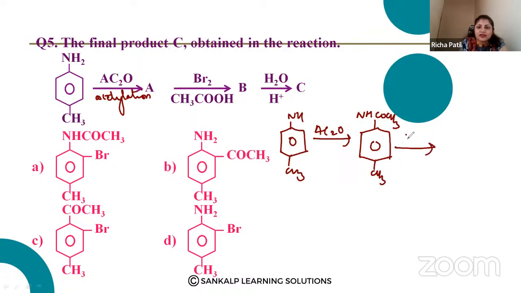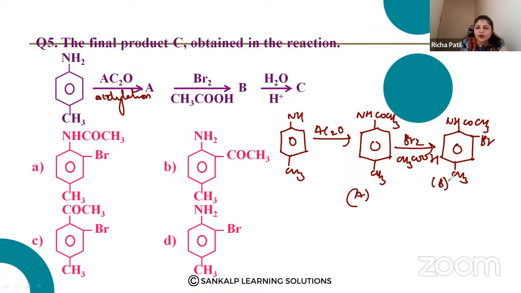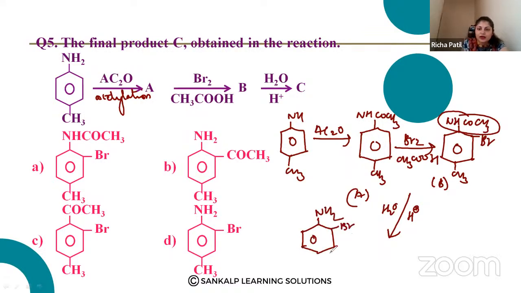So this is further treated with Br2 in acetic acid. You're doing a bromination, right? So the COCH3 will be remaining intact, with your CH3 and your Br. So this is compound A, this is compound B. Now further you're going to do hydrolysis, that is H2O, H plus. This amide group is converted after hydrolysis into NH2. So this becomes NH2, Br and CH3.